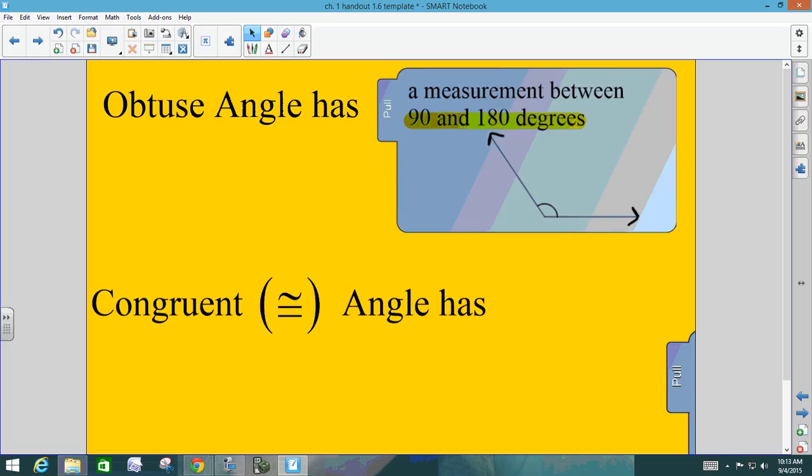How about a straight angle? What would you say a straight angle is? 180. Yeah, exactly 180. So on your straight angle, you could write equals 180 degrees. A straight angle makes a straight line.